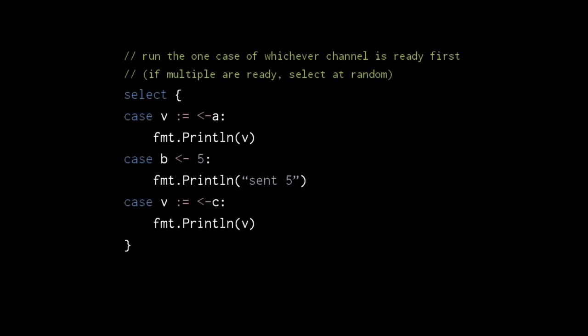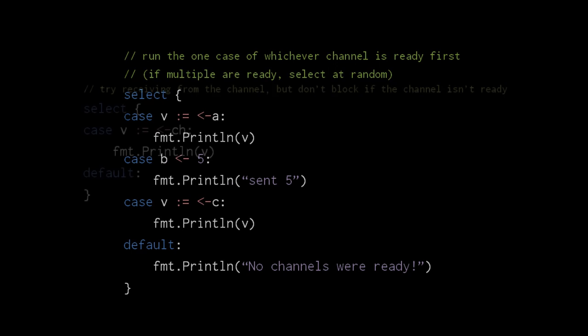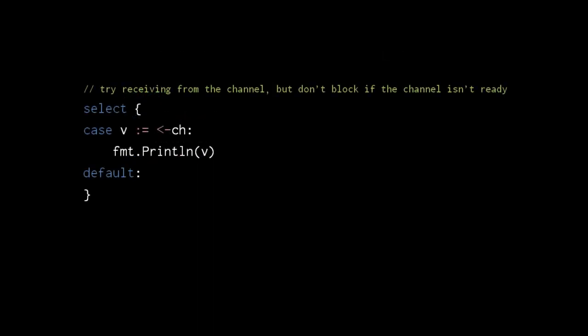When a select statement is executed, only one of its cases is executed. Each case specifies a send or receive operation on a channel, and the executed case is selected at random among the cases with channels that are ready. If none of the channels are ready, the select will block until one channel becomes ready. If the select has a default case, the default case will run if none of the channels are ready. With select and default, we can effectively send or receive from a channel without blocking if it isn't ready.